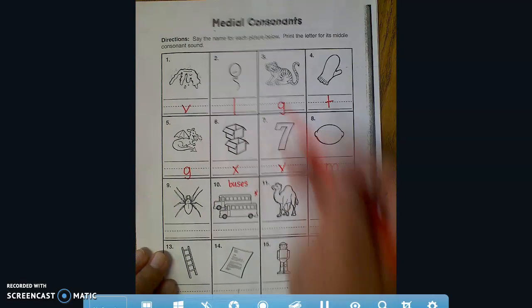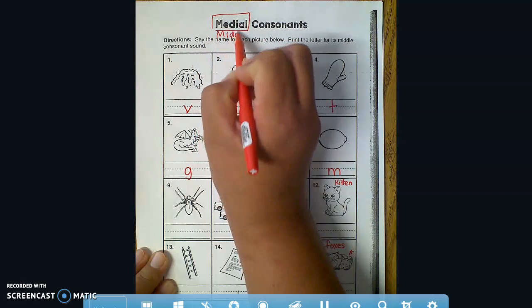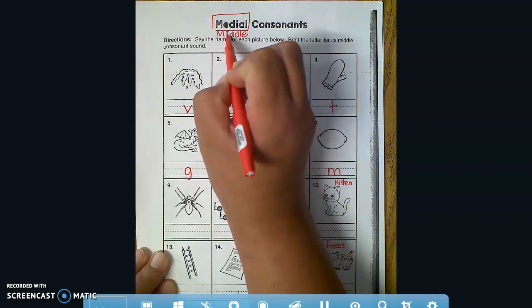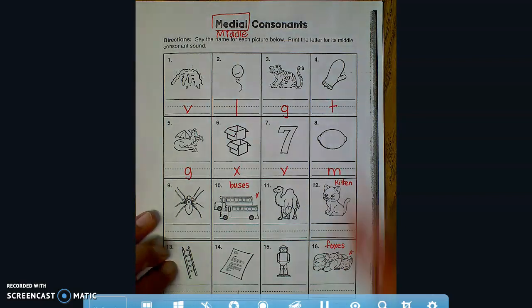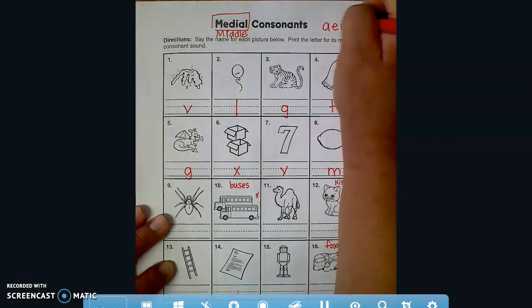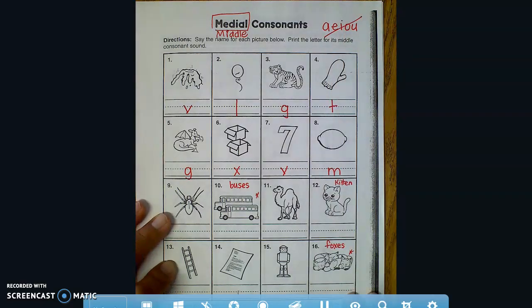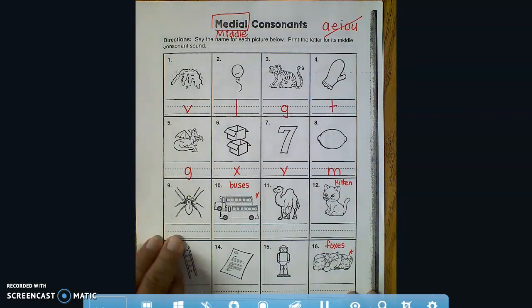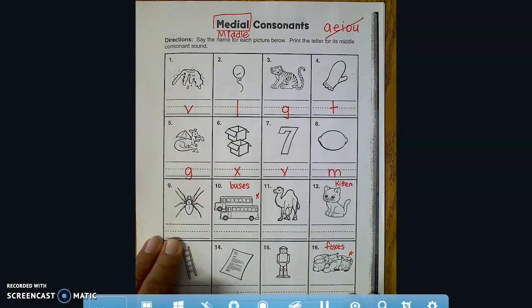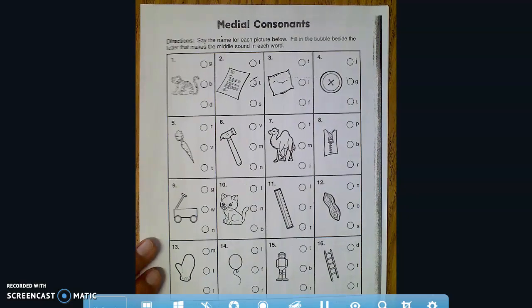Okay, remember the medial sound is the middle sound, the middle consonant sound. So just another review, you will not be putting the letters A, E, I, O, and U. Okay? You won't be using those because those are vowels. So we're looking for consonant sounds in the middle of the word. Okay, I'm going to flip over my paper because you have more practice in the back.